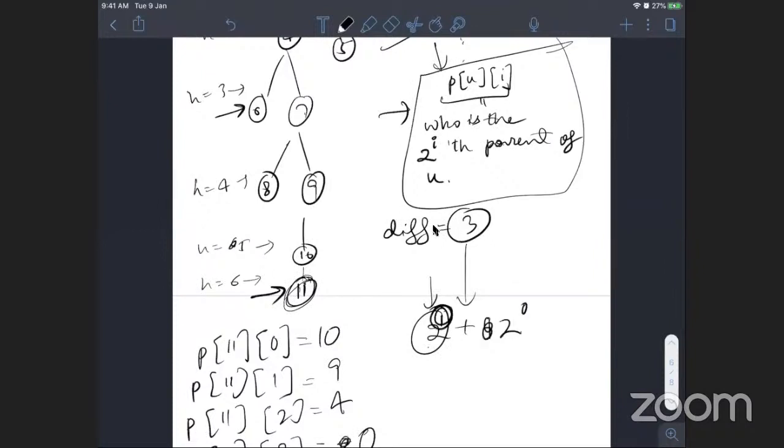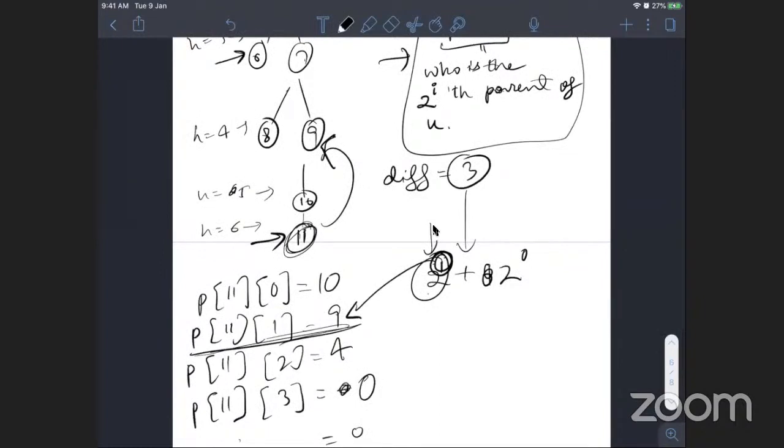So you refer to this position, and you just go to 9, 2 parents up. You have this information stored here. And then from 9, you go 1 parent up. P11 to 11 greater than 10 greater than 9 greater than 7.